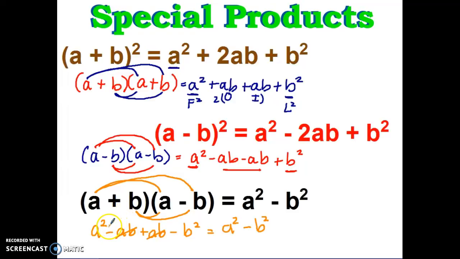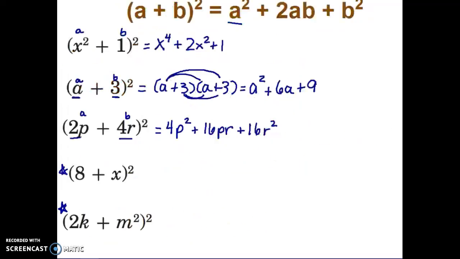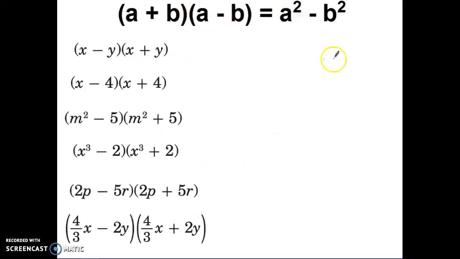But it's special because when you take the sum of the same thing and multiply it by the difference, two binomials like this, you always end up with this, because your outer and inner terms are different signs. You multiply them, and they will always cancel.